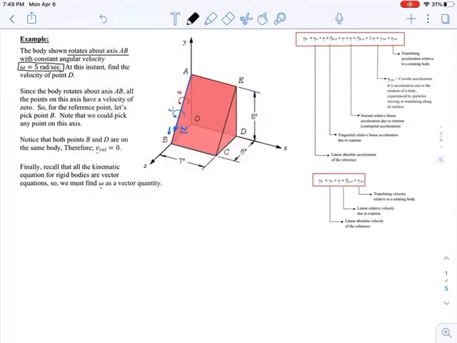So the formula goes as follows. The velocity at D, remember we're looking at point D, is equal to the velocity at any point that we want to observe, plus the angular velocity cross the position of D relative to that point that we're looking from, plus V_rel.